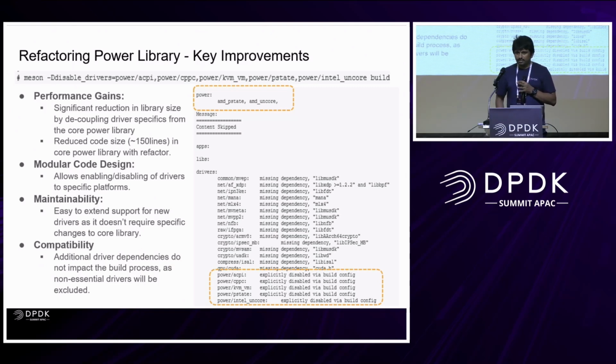With that, you can reduce the code size as well, because you are disabling a lot of things, and it reduces the additional dependencies. For example, the ARM CPPC driver may or may not require an additional dependency, and you don't have to worry about those dependencies because they're not relevant for your specific implementation. So you can enable or disable specific drivers using the standard Meson, just like any other driver in the DPDK framework.